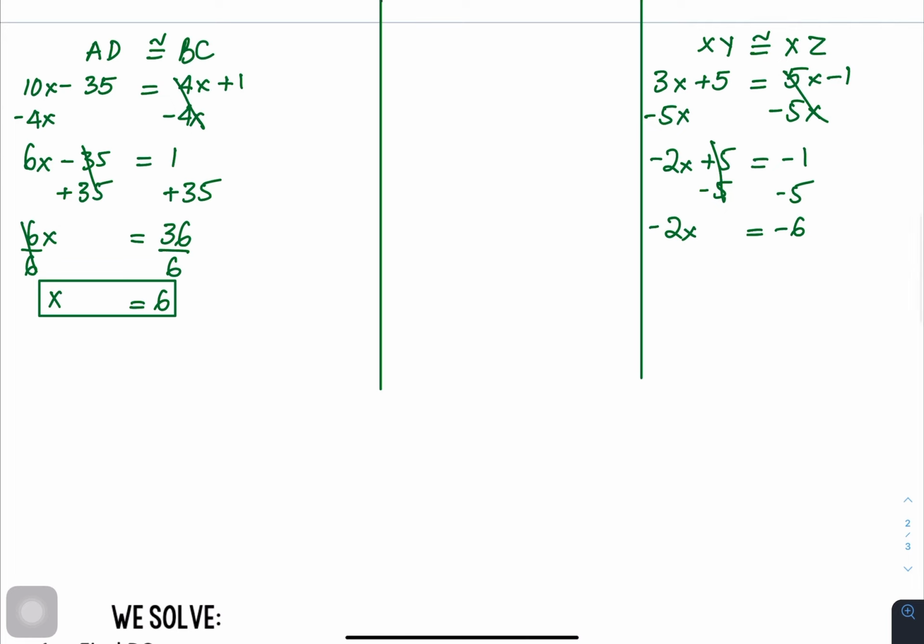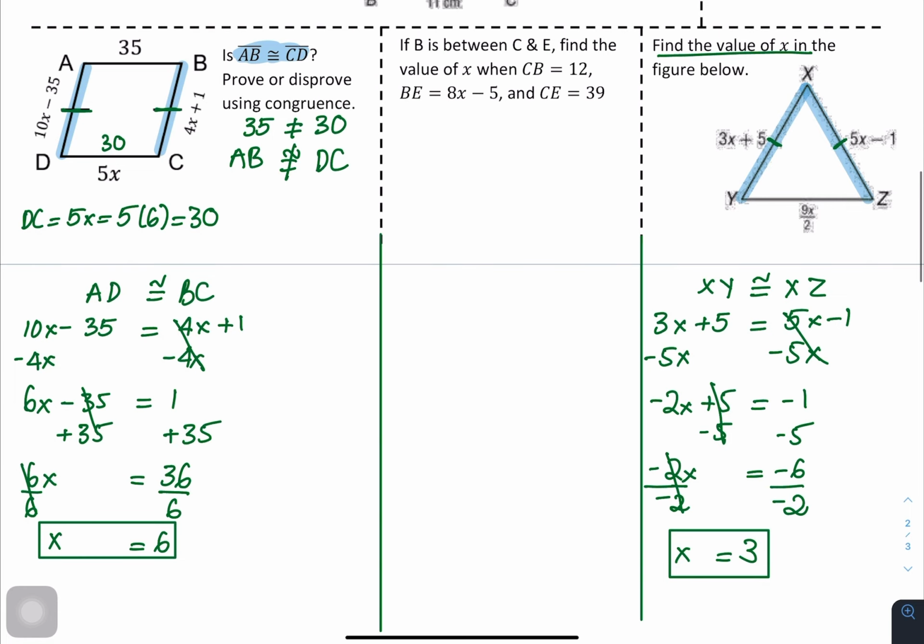To solve for x, I'm going to divide both sides by -2. x equals negative with negative gives me a positive. Always, negative and negative give me a positive. So 6 divided by 2 is 3. So my answer is x equals 3.